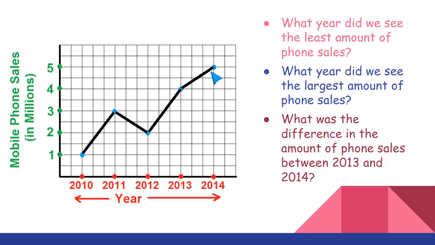There were 5 million sold that year. What was the difference in the amount of phone sales between 2013 and 2014? 1 million. If you look in 2014, we've already noticed there's 5 million in sales. 2013, this is 4 million. 4 million subtracted from 5 million gives us a difference of 1 million.